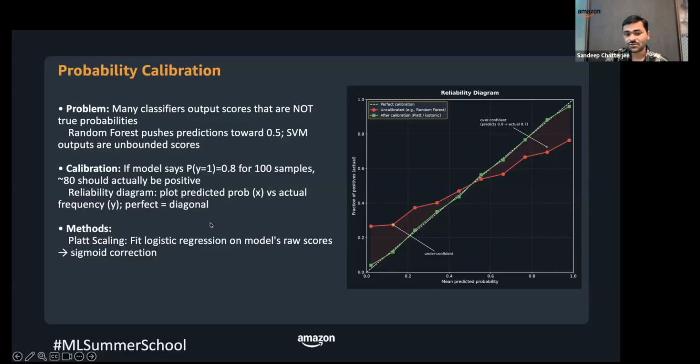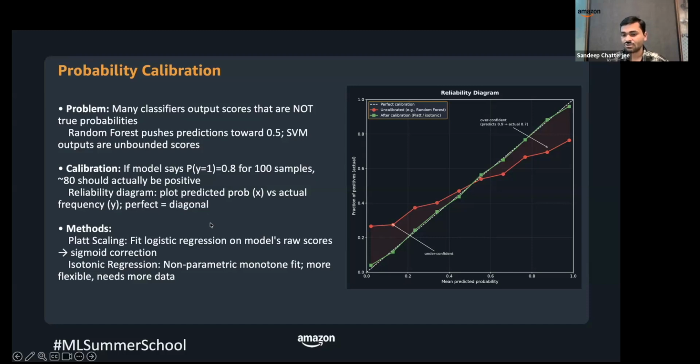The second method is isotonic regression. Instead of forcing a specific curve, this is a non-parametric method. It fits a flexible stepwise function to your data. Because it's so flexible, it usually gives you a tighter calibration, which you can see as the green line almost perfectly hugging the diagonal in our chart. But it requires a significantly larger amount of validation data to prevent it from overfitting.